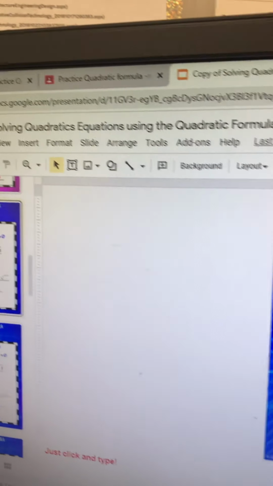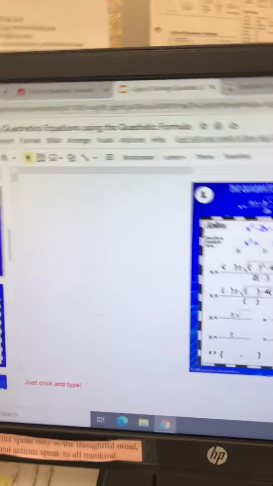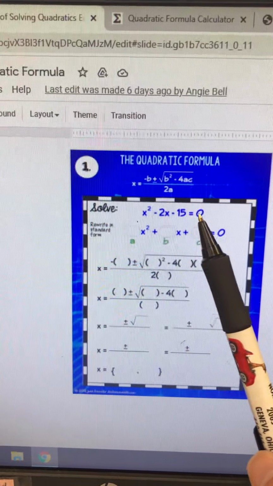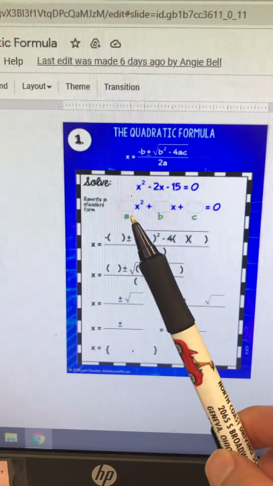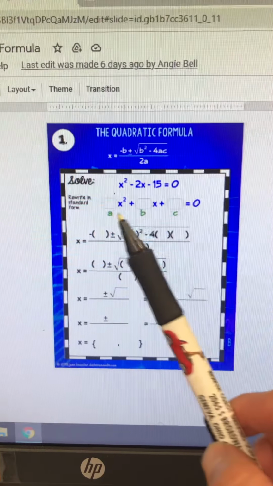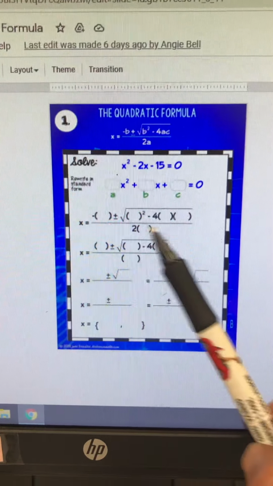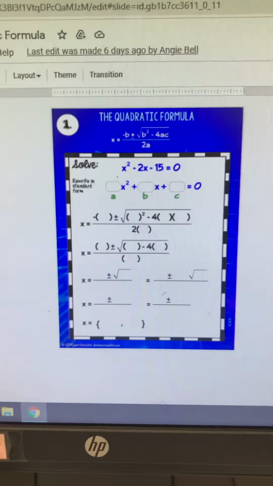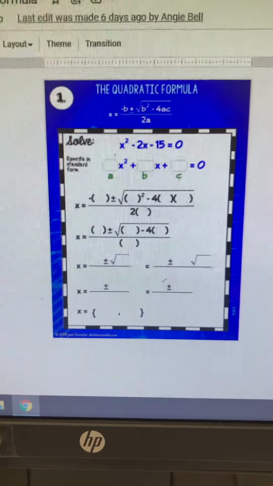I'm looking at the copy of solving quadratic equations using the quadratic formula. I'm going to take each problem here, and you can take from my notes what to do with A, B, and C, and what to do in all these different spots. All the blanks you can fill in.